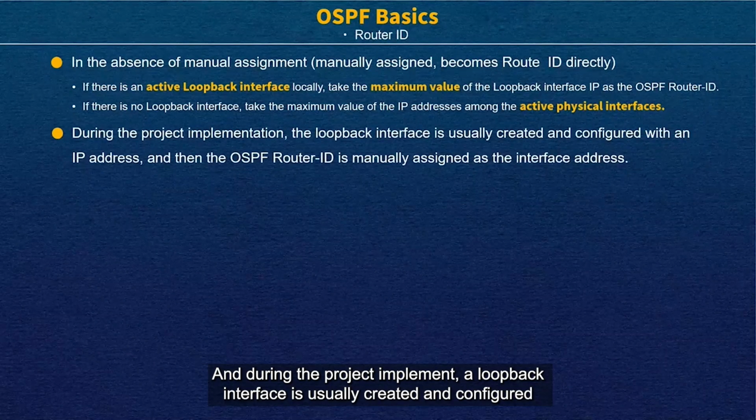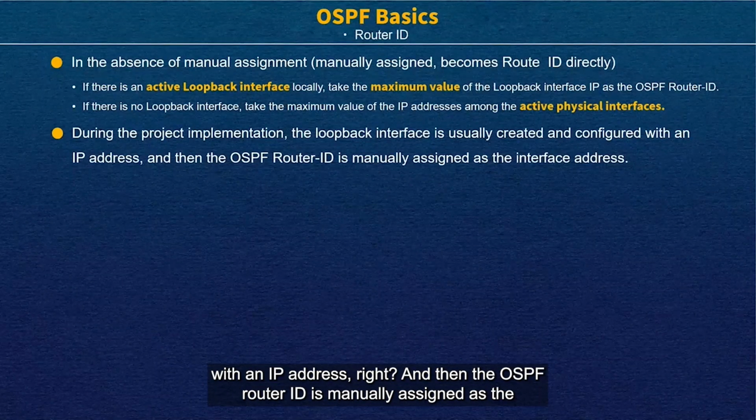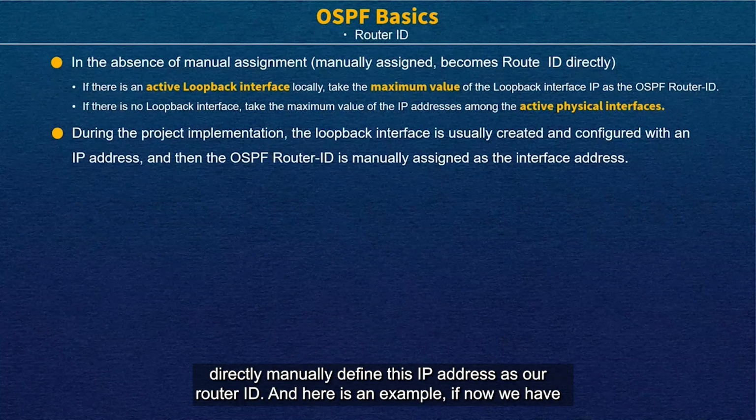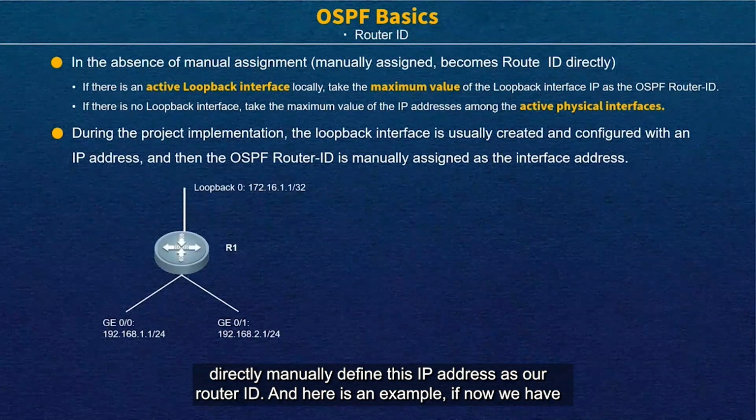And during project implementation, a loopback interface is usually created and configured with an IP address, right? And then the OSPF router ID is manually assigned as the interface address. So we suggest doing this. For example, you create a loopback interface and then directly, manually define this IP address as the router ID. And here is an example.